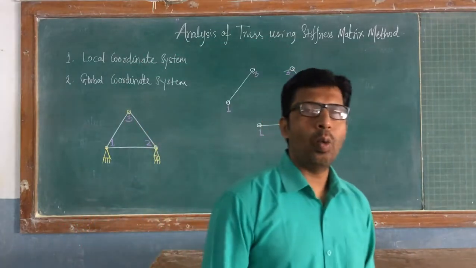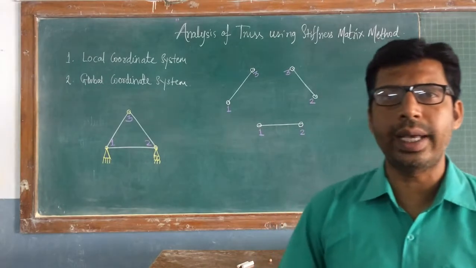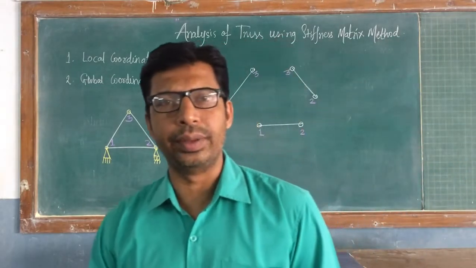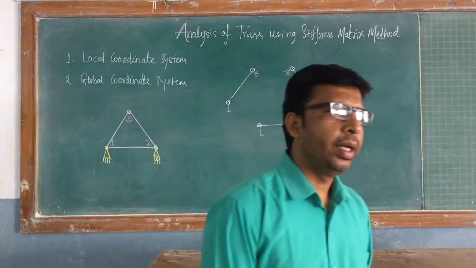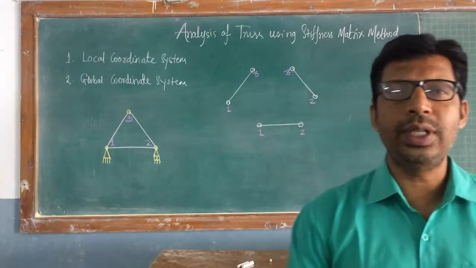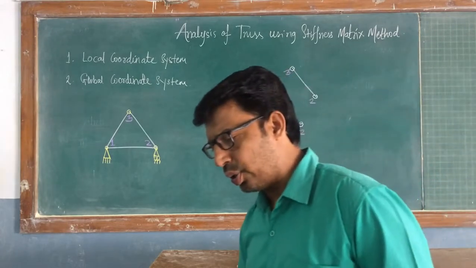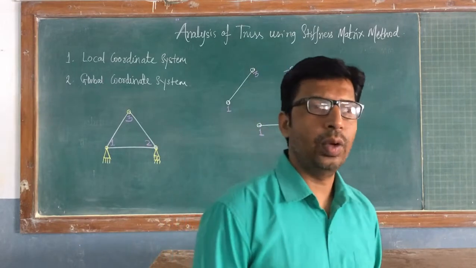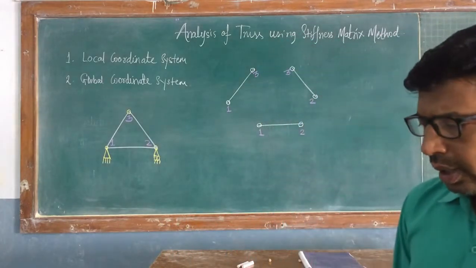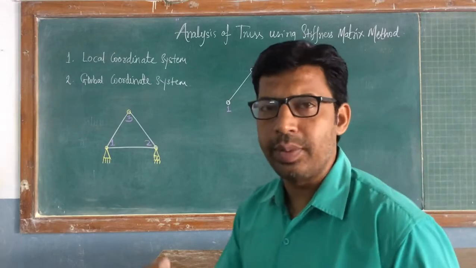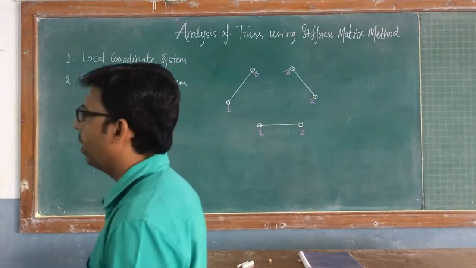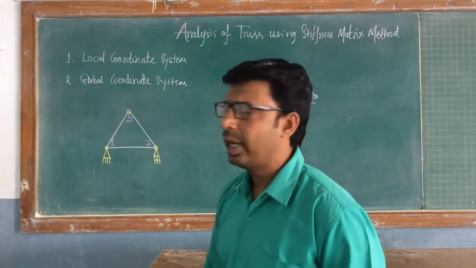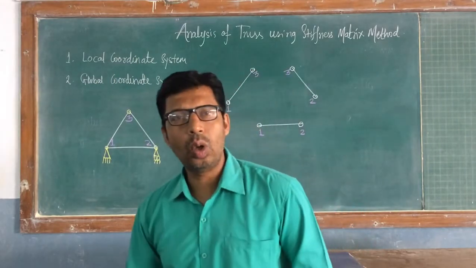Because for one-dimensional structures like bars and beams, your loads are always acting in a single direction, and that's why only one coordinate system is sufficient. But when your structure is subjected to two-directional or three-directional forces, two important coordinate systems come into the picture. First one is called the local coordinate system, and second is called the global coordinate system.